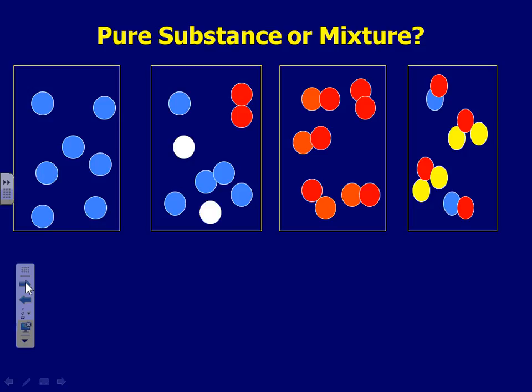What's this one? Yeah, Jacqueline? Pure substance. All the particles are exactly the same. Next one, what is this? I'm going to get up the back there. Yep. M, mixture, different particles all kind of put together.